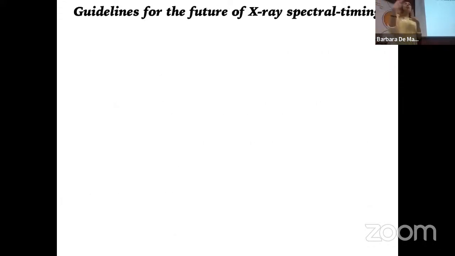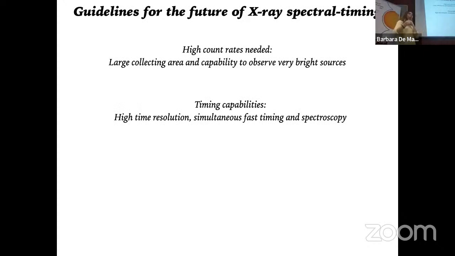And maybe we can conclude with some guidelines for the future of these kinds of studies. So what do we need to perform these kinds of studies? So of course we need high count rates, and for that we need large collecting area. So this was possible thanks to NICER that has this very large effective area in the soft band. And of course, this source, as I told you, can get very bright. So we need the capability to observe these very bright sources.